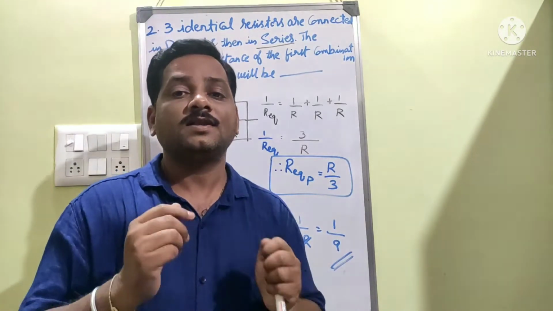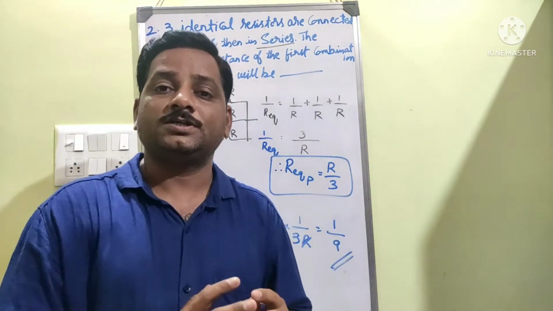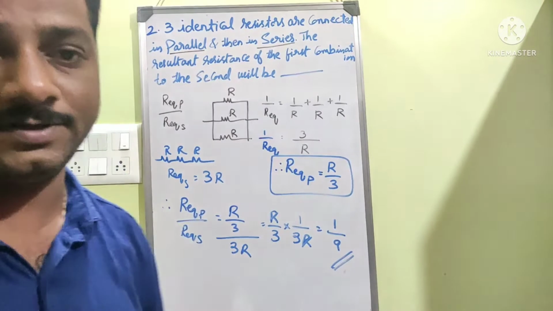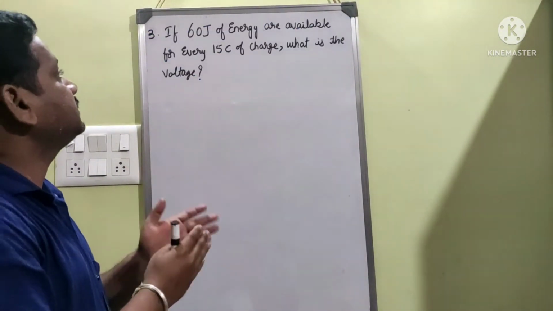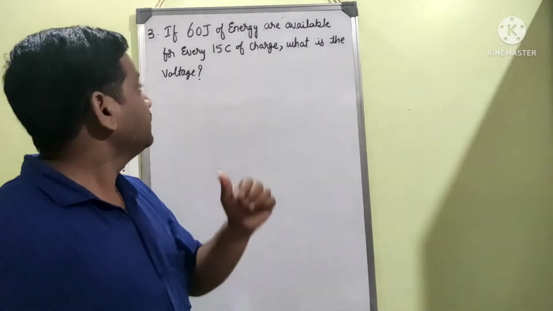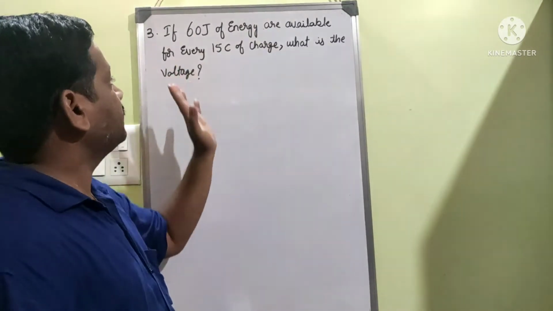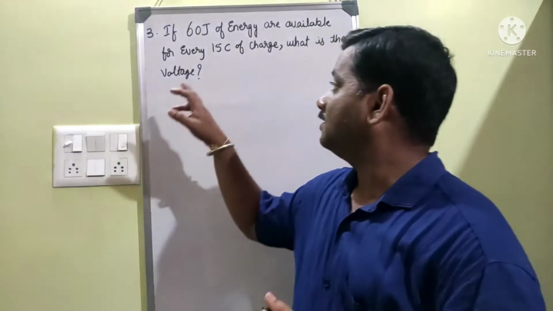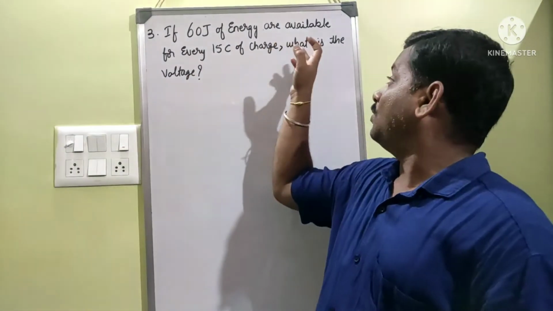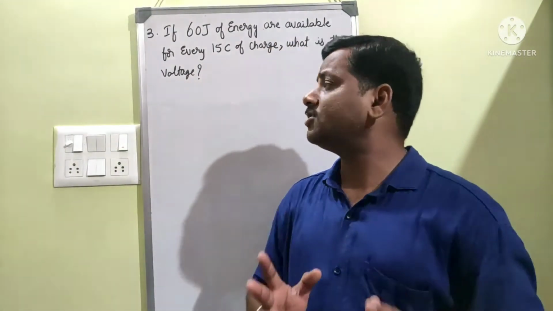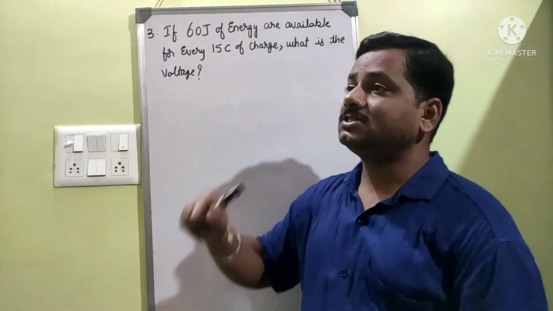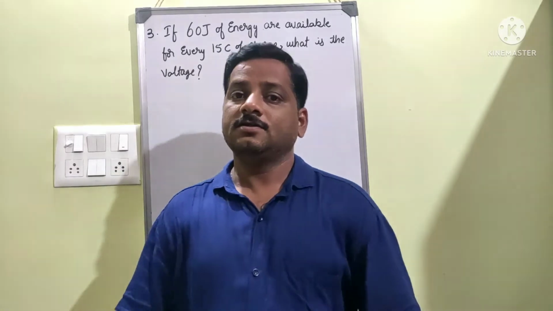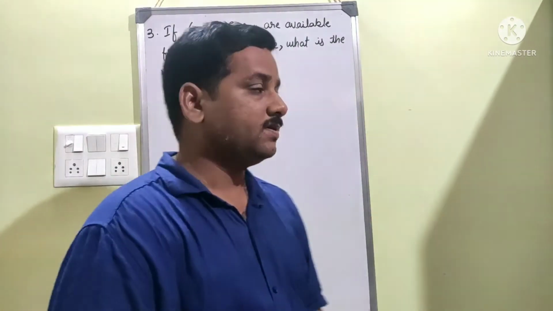Now let's take another question which has been asked in the previous paper. Question number 3 is something like this. If 60 joule of energy are available for every 15 coulomb of charge, what is the voltage? So they have given energy, that is in terms of joules, and they have given the charge, that is in terms of coulombs. So they are asking you to find voltage.